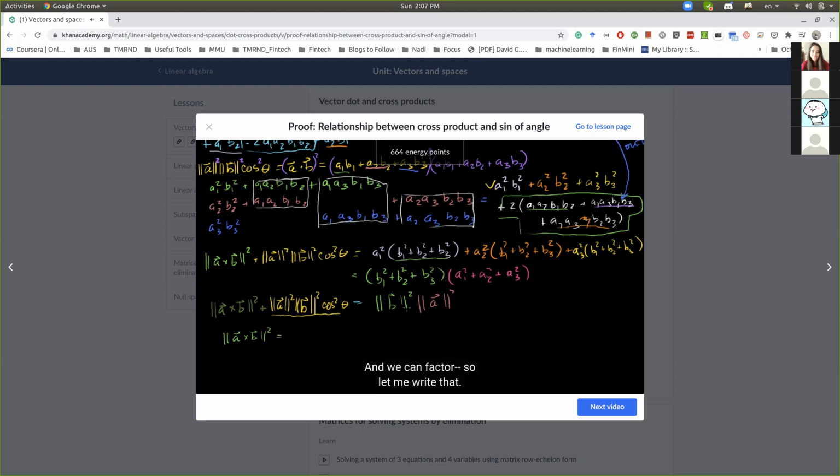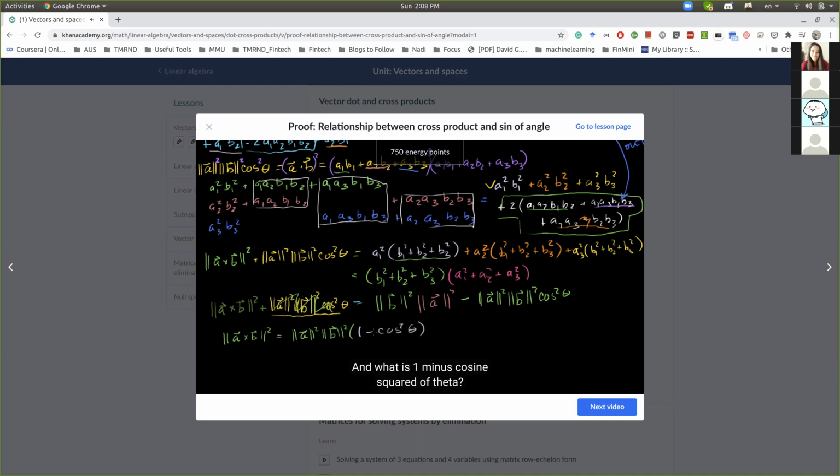We can factor, so let me write that. Actually, let me just subtract this on this line. If I subtract it from both sides, I can get that out there, and I'll put the minus the length of a squared times the length of b squared times the cosine squared of the angle between them. And we can factor this a squared b squared, the lengths of the two vectors, out. I'm just switching the order. So this is equal to the length of a squared times the length of b squared times, and this is exciting, when you factor this out, you just get a 1 minus cosine squared of theta.